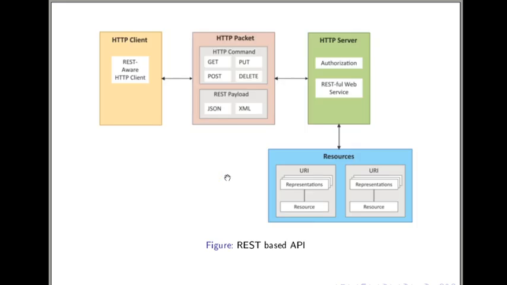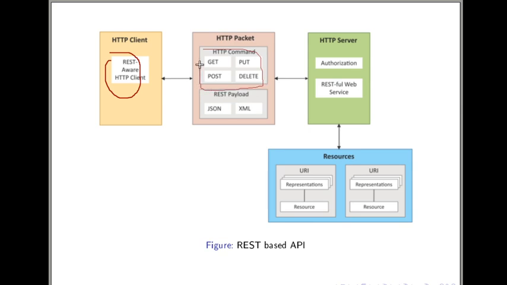So in this block diagram, we can see the REST architecture, and at the client, the communication is started by the client, the HTTP client. As REST is based on the HTTP protocol, the communication is started by the client, and in the intermediate block, we can see the packets. The communication is started by using some HTTP command or HTTP verb, as we call it, like get, put, post, and delete.